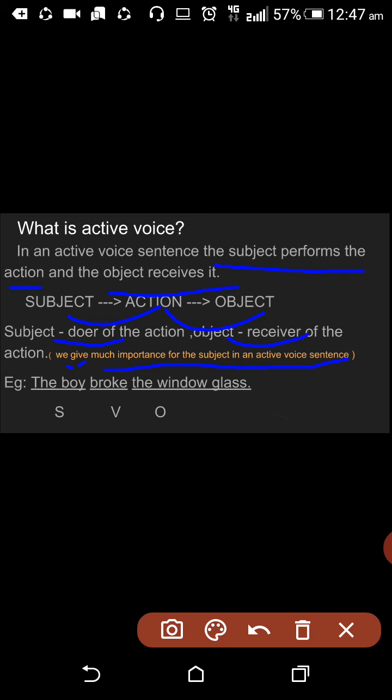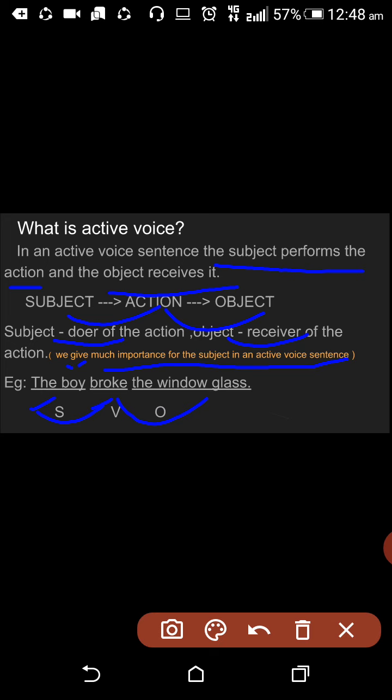See this example. The boy broke the window glass. The boy is the subject. Broke is the action done by the boy and the window glass is the object which the action is received by.